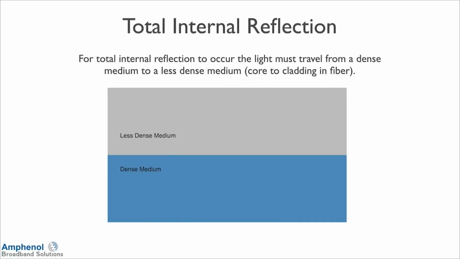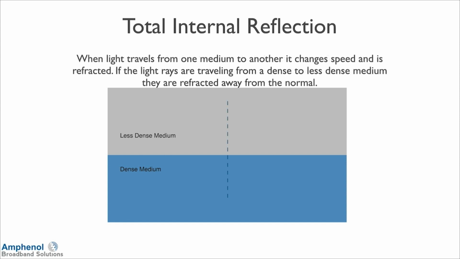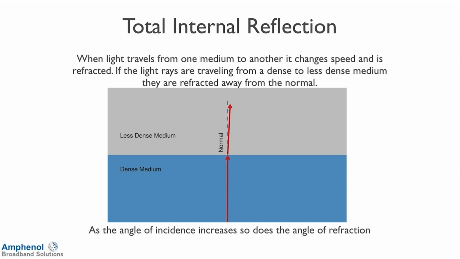So here we're showing the fiber optic core in blue, which is a dense medium, and the cladding, which is a less dense medium. Here we're injecting light, and we're going to hit it at a certain angle. This is called the angle of incident. Once we hit the angle of incident, it's going to refract away from the normal line. The normal line is just 90 degrees to the surface of these two mediums. Once we get to the angle of incident of 42 degrees, now the light is refracted and it's parallel with the surface of the core and the cladding.